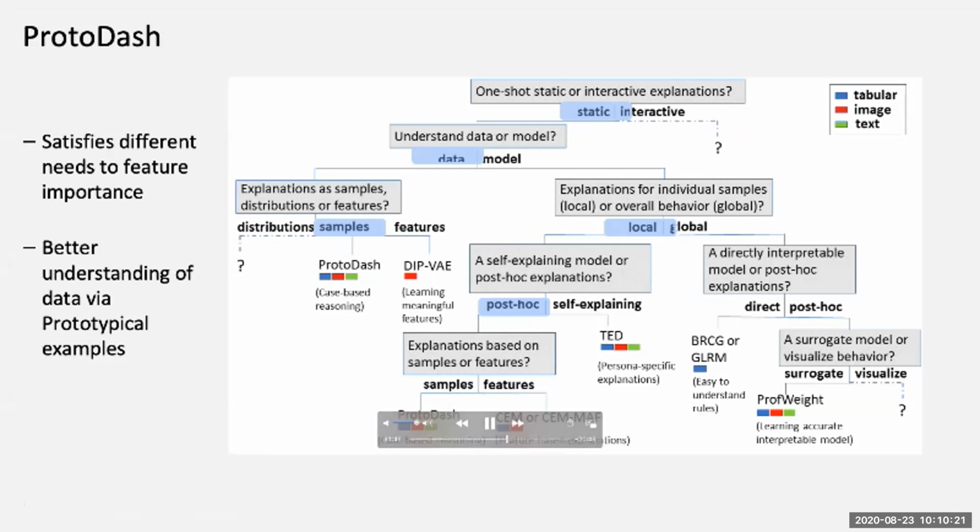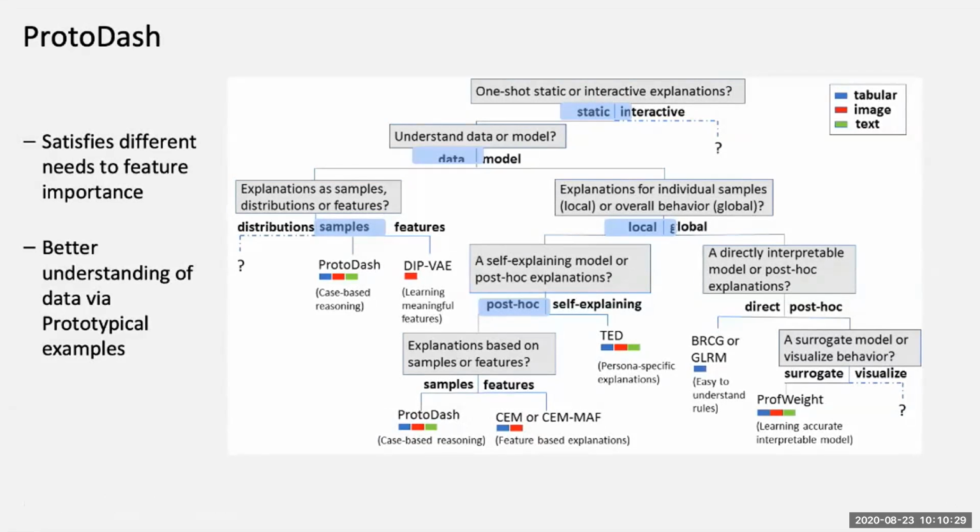So welcome back to our tutorial on explainable AI methods for healthcare. Before the break, we talked about three different representative general explainable AI methods, namely LIME, SHAP, and CEM. So now I'm discussing the last representative method from this taxonomy. This is called Proto-Dash. It is a little bit different than the earlier three models in terms of where it stands in the taxonomy.